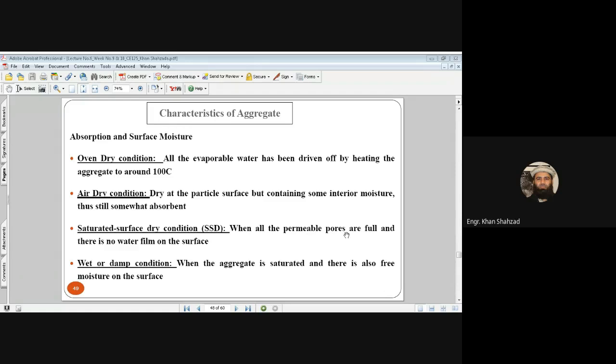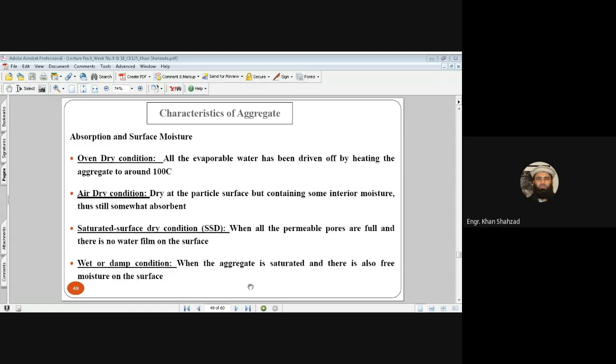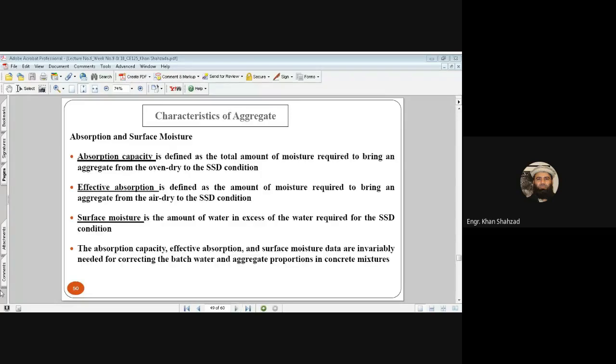When all the permeable pores are full and there is no water film on the surface. There is no water film on the surface, but the inside of the pores are filled with water. So this is called surface saturated dry. Wet or damp condition: when the aggregate is saturated and there is also free moisture on the top of the surface, then it is called wet or damp condition of the aggregate.